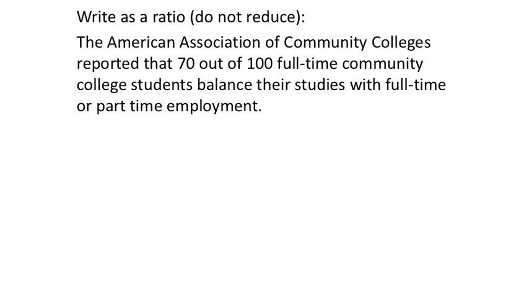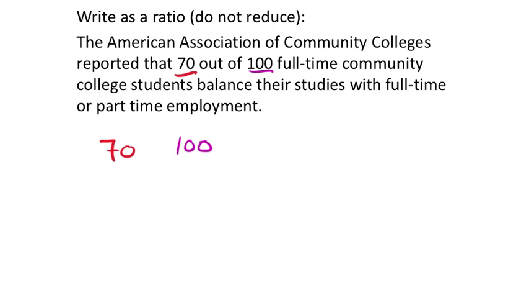So let's see, let's read this. The American Association of Community Colleges reported that 70 out of 100 full-time community college students balance their studies with full-time or part-time employment. Okay, so with a rate or a ratio, there should be two numbers involved. Do we have two numbers? Yes. And what are they? 70 and 100. Yep, I'm going to start here at 70. We got 70. Then we have 100.